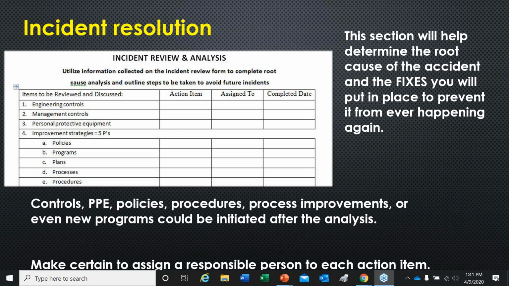And then in the incident section, again, I kind of covered it in the beginning, the section where you'll help determine the root cause of the accident. You want to get all of that, the controls in place, the PPE, the policies, the procedures, any of that stuff that you've got, you're going to initiate it and come through with it. And then you'll always want to have an action item and a person assigned to that. For those of you that are doing the incident review form, it does not have to be you. You do not have to carry the weight of the world and get everything completed. So make sure that you have other people available that can assist you with it.